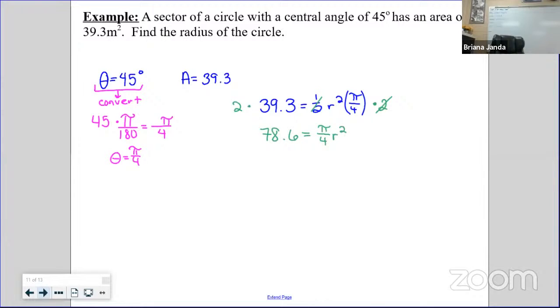To be careful about dividing by pi over 4, if you carefully type it in your calculator, you can do that. I just tend to do it step by step on here. So then I would multiply by 4 to get the 4 out of the bottom there. So now times 4, I'm looking at 314.4. And then lastly, dividing that by pi. Now that I'm typing in divide by pi, I'm going to have to round here.